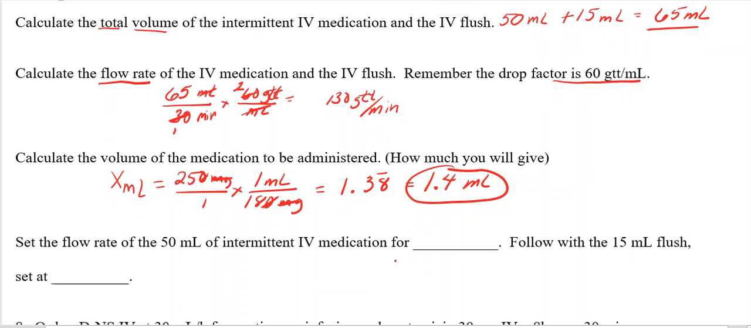This is a weird question to ask, but it was one the book asked. It says, set the flow rate of the 50 milliliter intermittent IV medication, and that's what we found our flow rate up here, 130 drops per minute. And follow with the 15 milliliter flush set at the same rate, 130 drops per minute. We'll come back and we'll learn in the next couple of examples what we're going to do with this 1.4 milliliters.